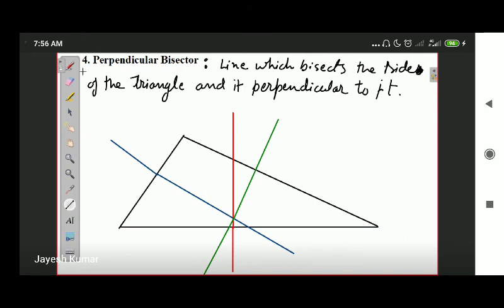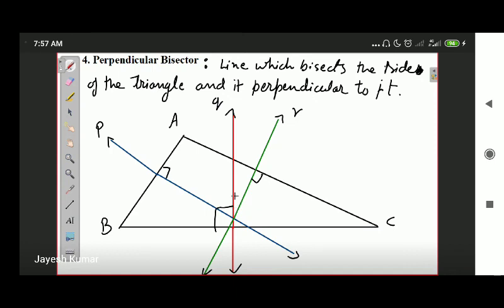Let me name the triangle A, B, C, and it has three perpendicular bisectors. Let me name the lines themselves P, Q, and R. So P is the perpendicular bisector for AB, Q is the perpendicular bisector for BC, and R is the perpendicular bisector for AC. This angle here is 90 degrees, this is 90 degrees, and this angle here is 90 degrees.